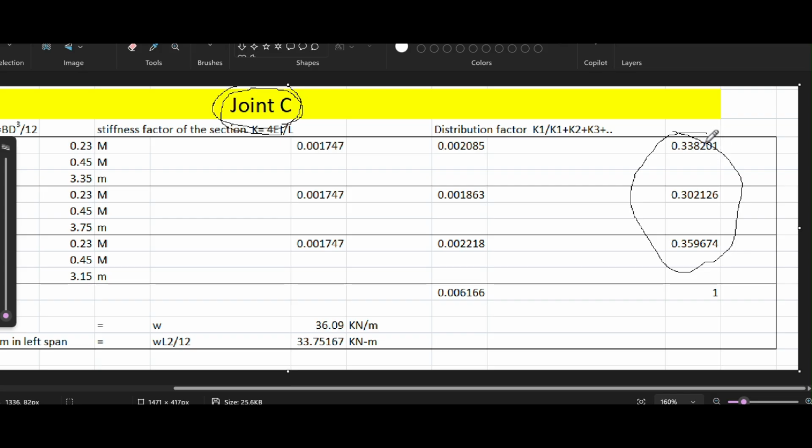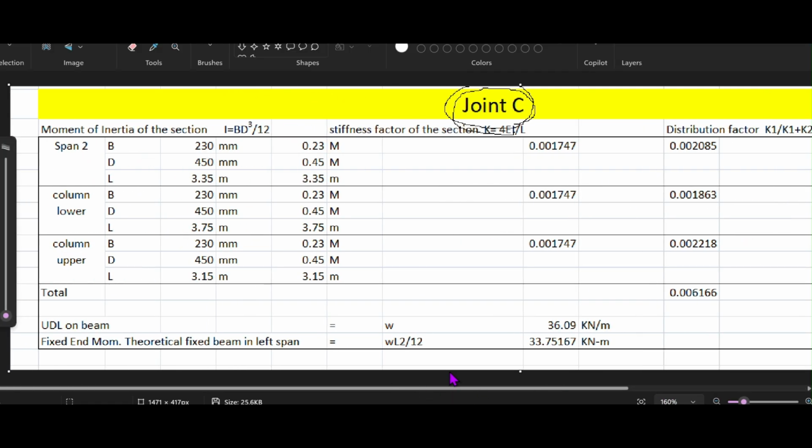Please note that when adding all the distribution factors, the total will be 1 in every place. This should come as 1. If it is not coming as 1, then the calculation must have a mistake somewhere. You make sure of these things.